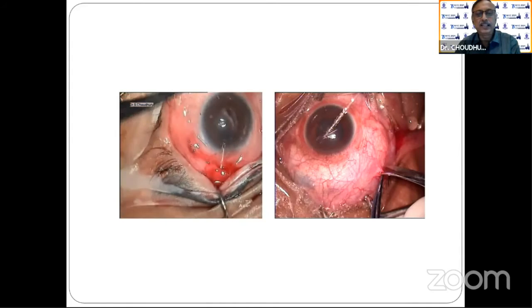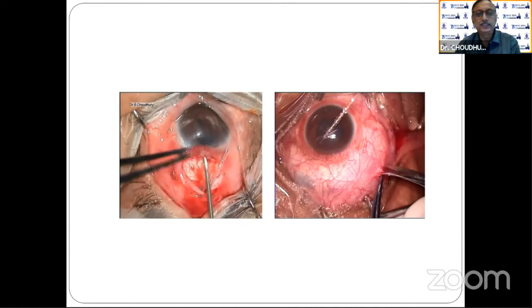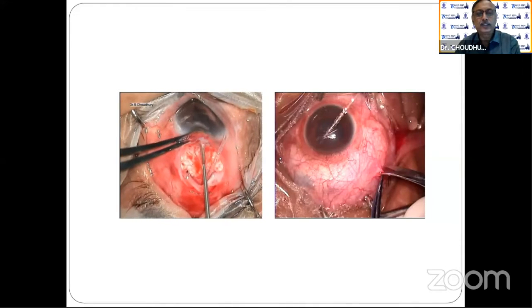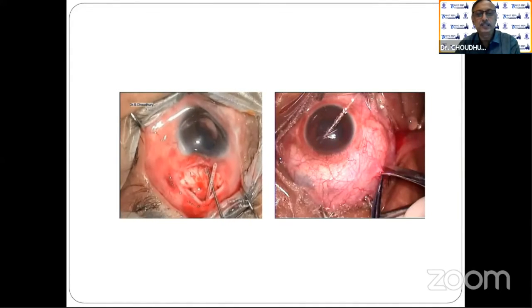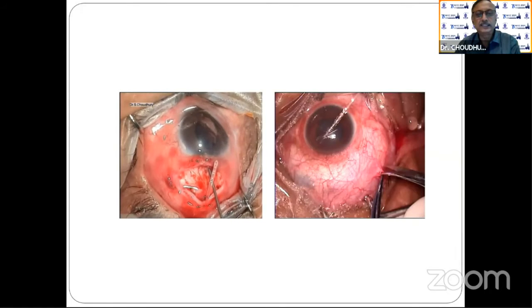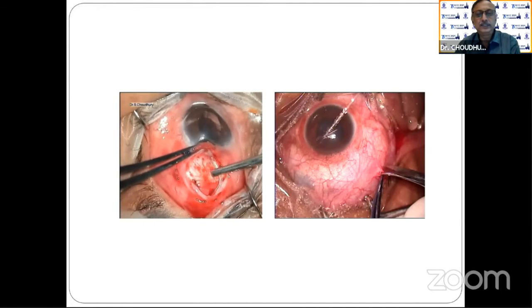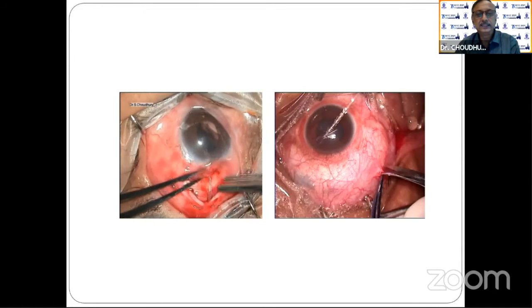After that, you have to bevel it up at least 2 to 3 millimeters with a 23 gauge needle. Go direct over the iris towards the anterior chamber. We put some viscoelastic to deepen the anterior chamber, and slowly the valve tube is placed inside.